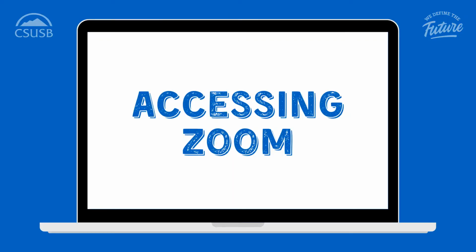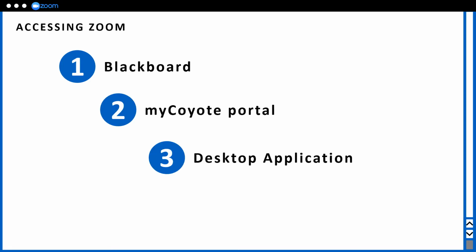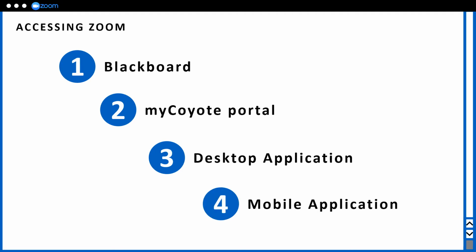Accessing Zoom. There are a number of ways in which a student can access Zoom. First, through Blackboard. Second, through your MyCoyote portal. Third, by downloading the desktop application. And fourth, via a mobile device.